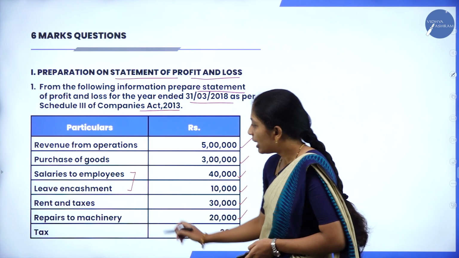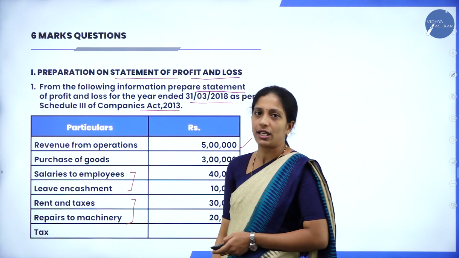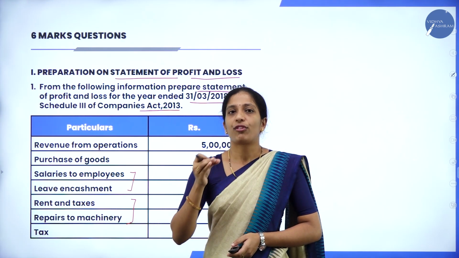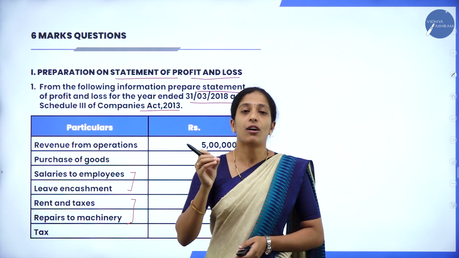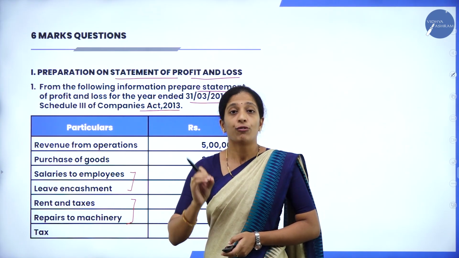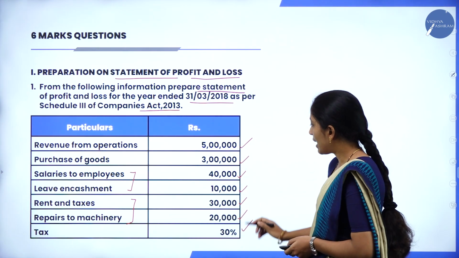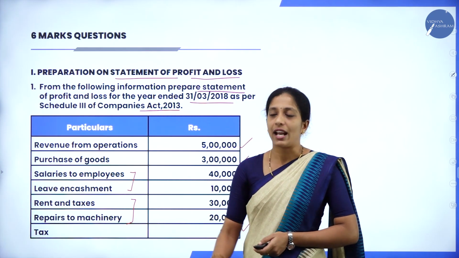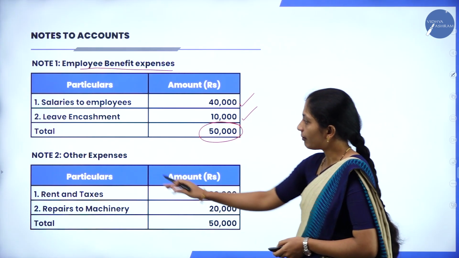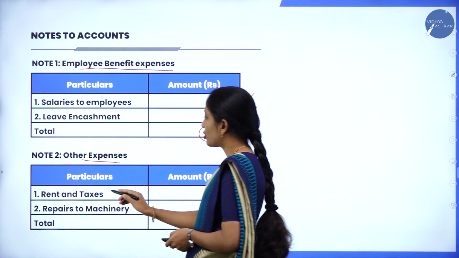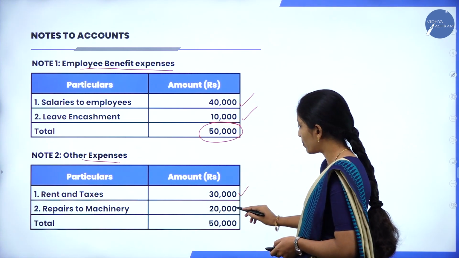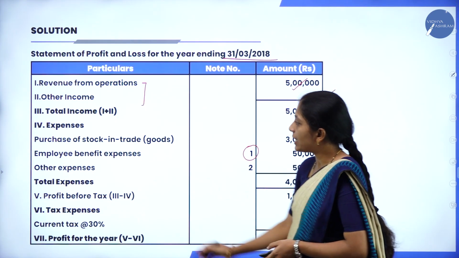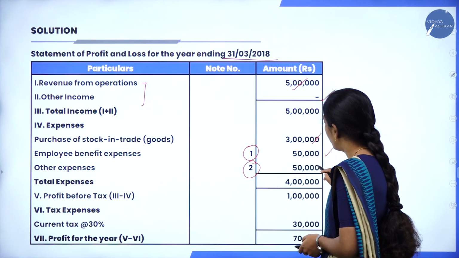Next, coming to your question, rent and taxes and repairs to machinery. You can't show it separately because it is not there in the format. So for this you can give the heading other expenses, for which you have to prepare a note. So rent and taxes 30,000 and repairs 20,000. So this 50,000 has to be shown as other expenses. Now see here, note 2. Other expenses, so we'll write rent and taxes 30,000, repairs to machinery 20,000, overall it is 50,000. So how do you show it in your format? Other expenses, note number 2, 50,000.